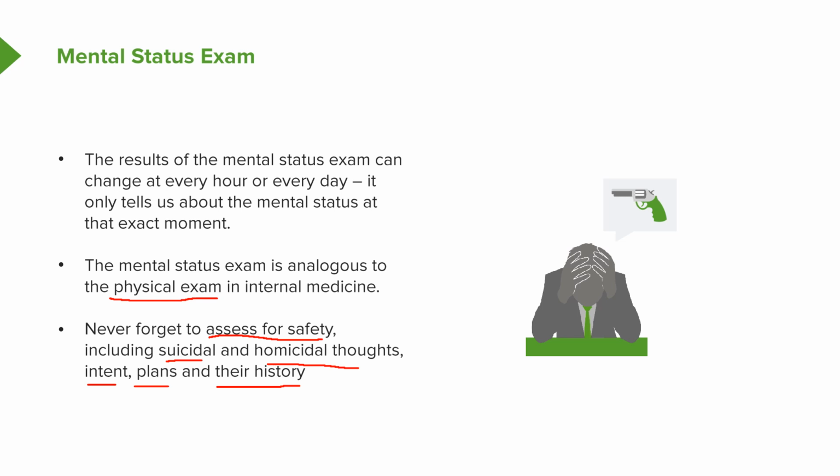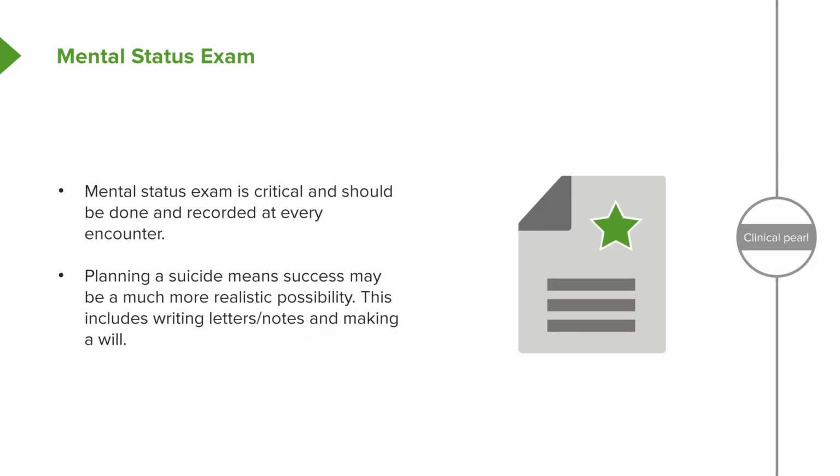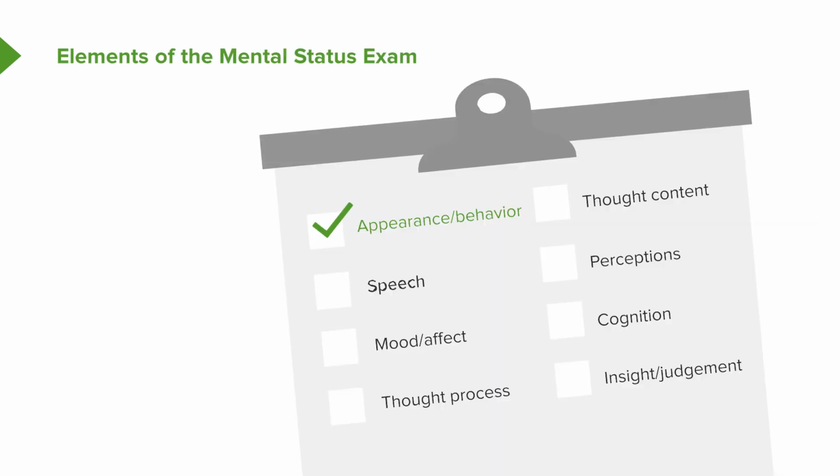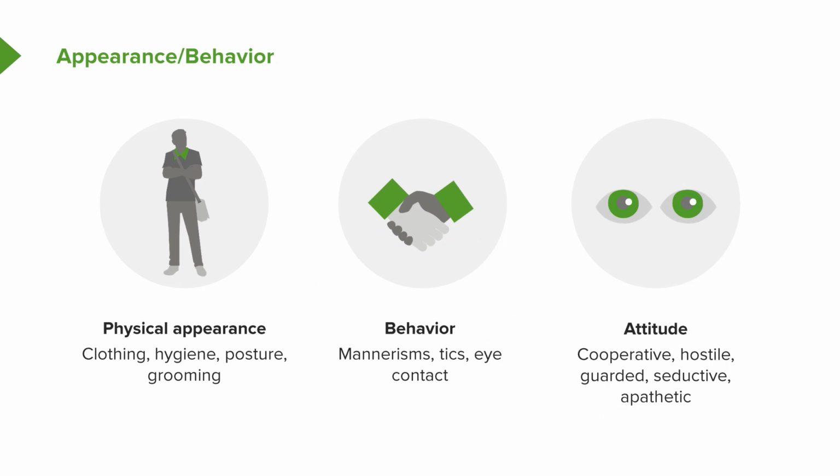So there's a lot of elements that you will see during the mental status exam, and we will go into the details of which later. So we will start with appearance and behavior. So we're starting with appearance and behavior. So when you see a patient, you start with the appearance and the behavior.